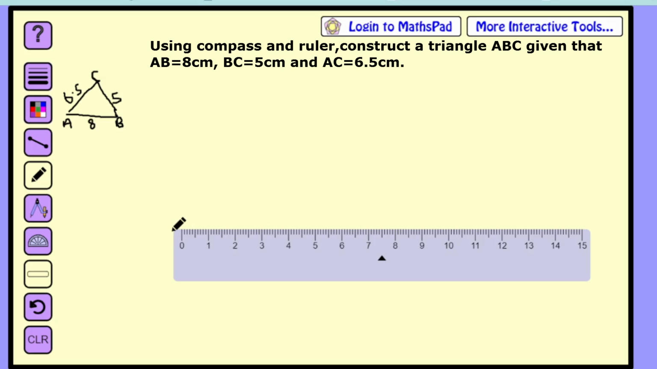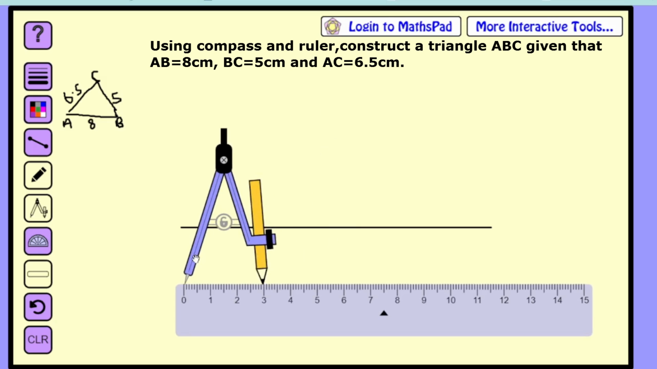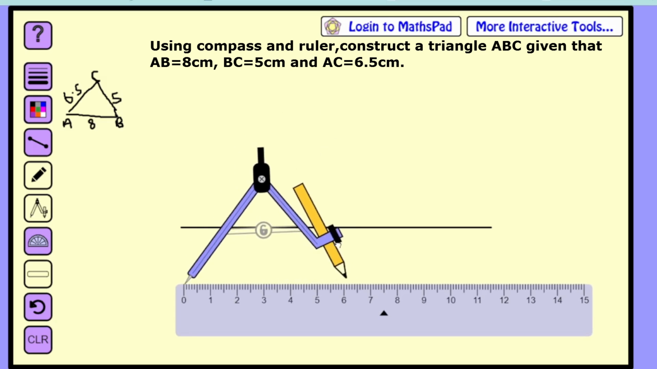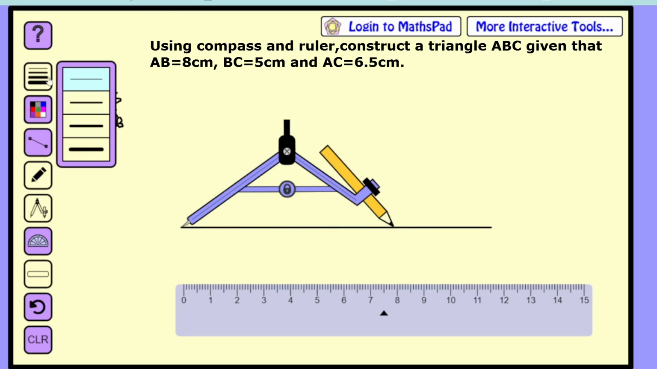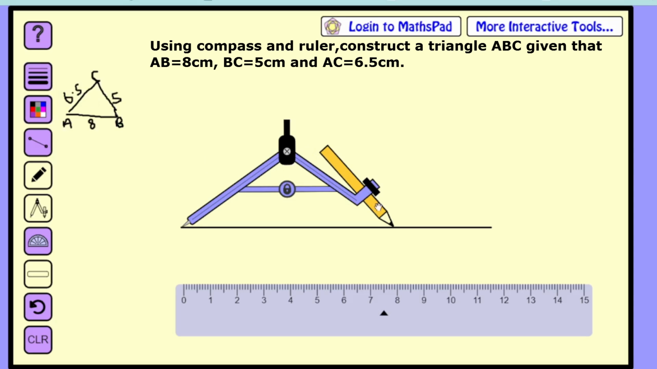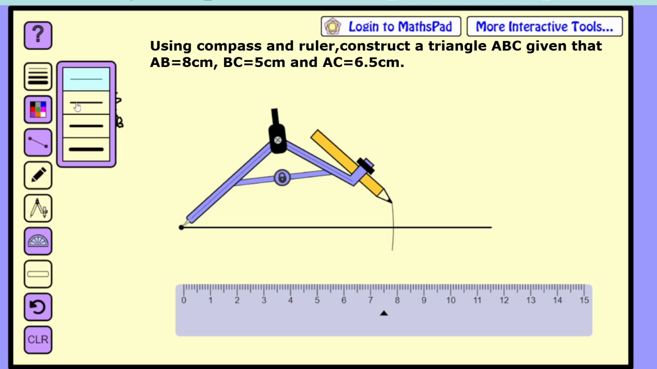In a previous video, we looked at how to draw line segments. So we know that we draw a long enough line. Then using our compass, we are going to open our compass to our desired length. So in this case, AB will be 8 centimeters. So open our compass to 8 centimeters. We transfer our compass to our line and we swing an arc to cut the line. Now where the arc cuts the line, that will be our 8 centimeter line.